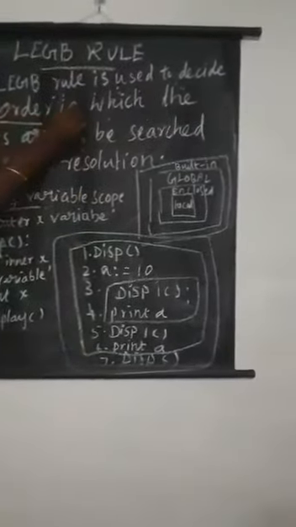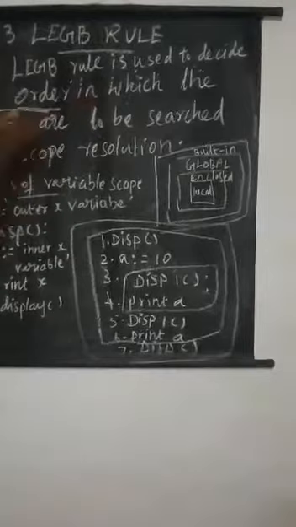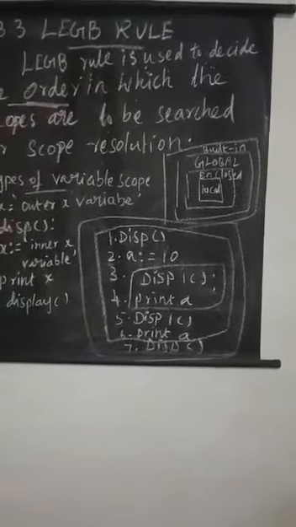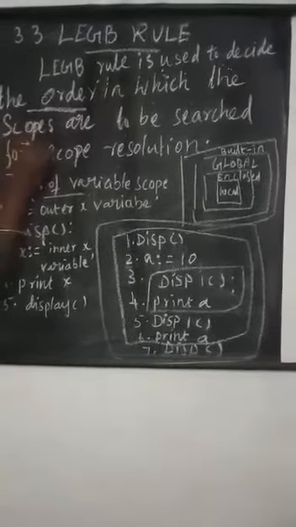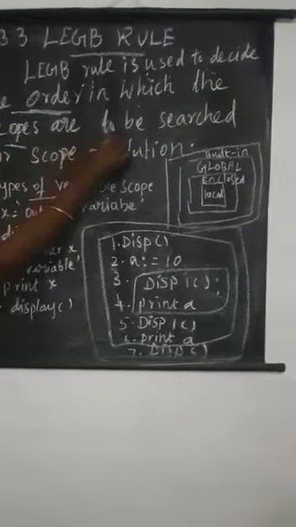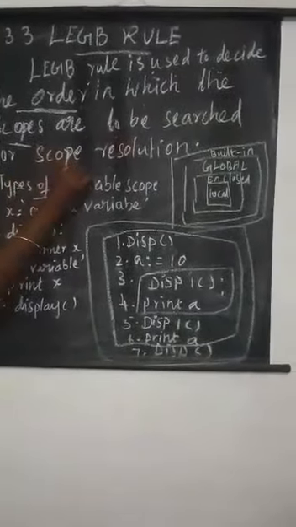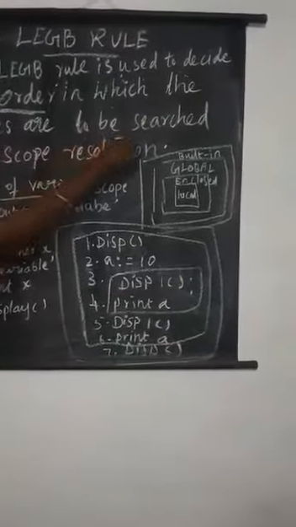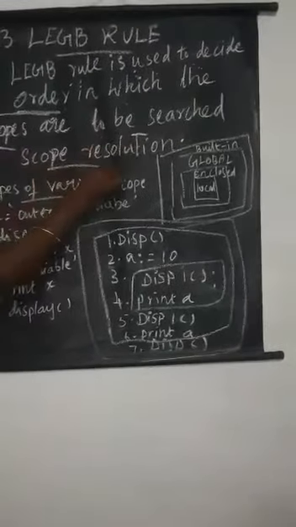LEGB rule is used to decide the order in which the scopes are to be searched for what? Scope resolution.